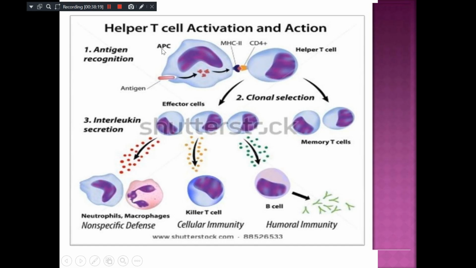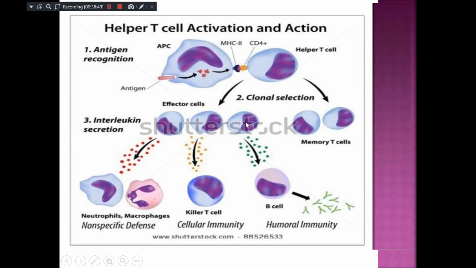So see here, helper T cell activation. So this is the antigen recognition. This is the antigen presenting cell. This is the antigen. This entire cell is associated with this antigen, and this is when it is presented to MHC class 2, they produce CD4 cells, and they are the helper T cells. And some of them develop into effector cells. They have the clonal selection.